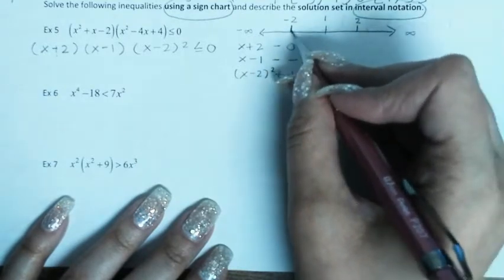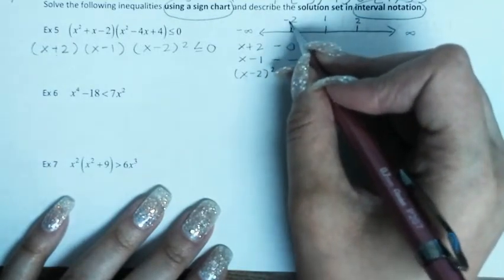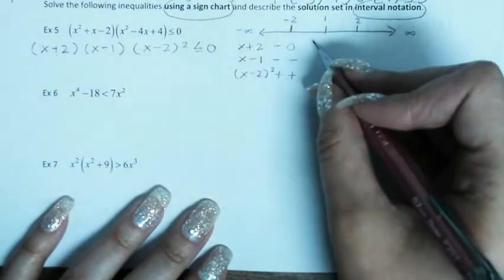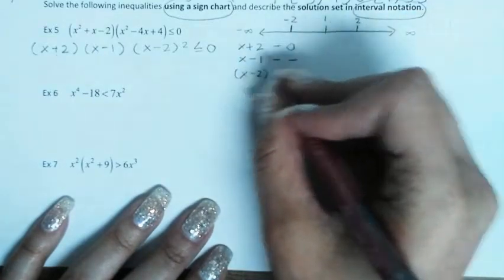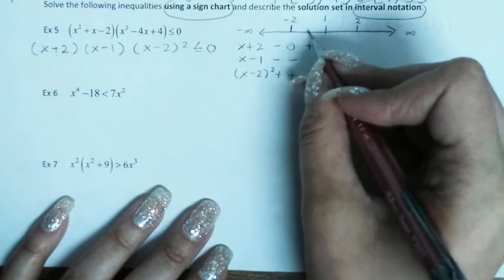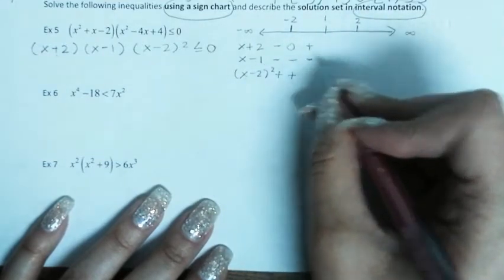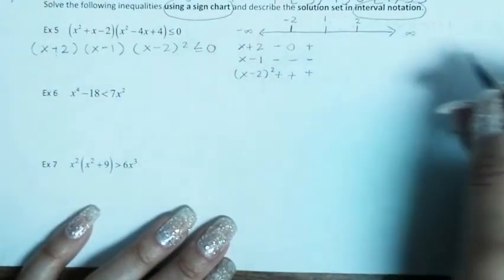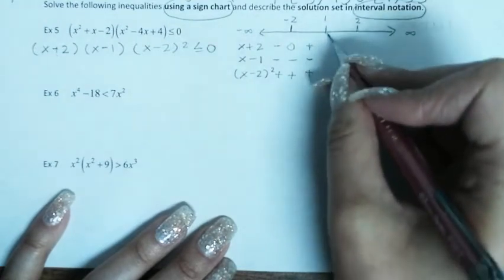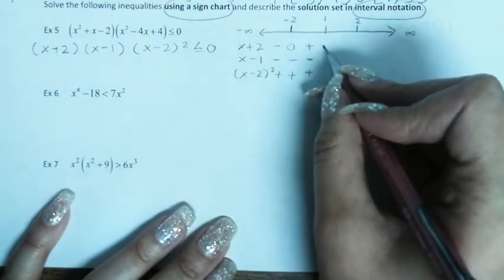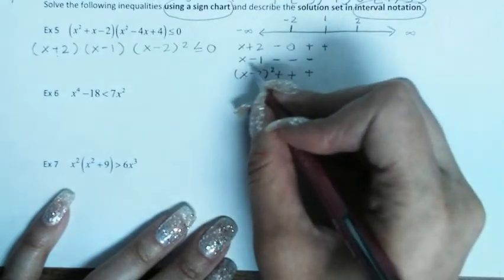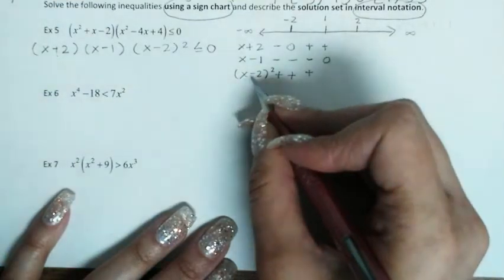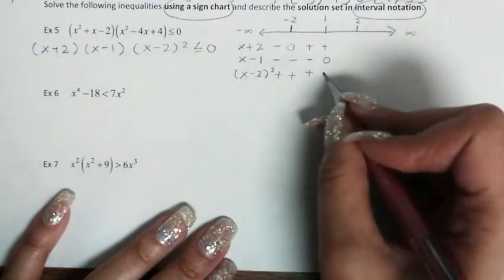This interval, I read it as some numbers in between negative 2 and 1, without including the negative 2 or the 1. So in this case, I'm going to pick 0. 0 plus 2 is 2, which is a positive number. 0 minus 1 is minus 1, which is a negative number. Then you plug the 0 here, and negative 2 squared is going to be positive. And then you plug the 1. 1 plus 2 is going to be 3, which is a positive number. 1 minus 1 is going to be 0. And then you plug the 1 here, so 1 minus 2 is going to be negative 1, squared is going to be positive.